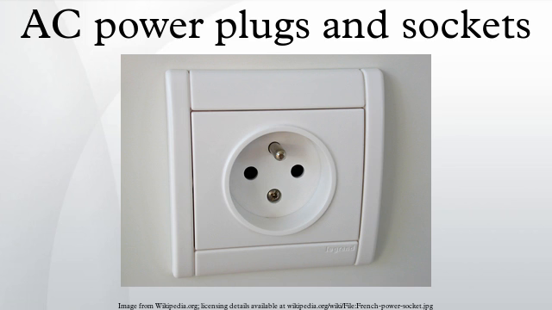NEMA 5-30 and 5-50 are rare. L5-30 and L5-50 twist lock is more common. The non-locking versions are physically incompatible with 5-15 and 5-20, as the hot and neutral blades are farther apart. NEMA 14-30, 30 A, 3-wire single-phase earthing socket is often used for electric clothes dryers.